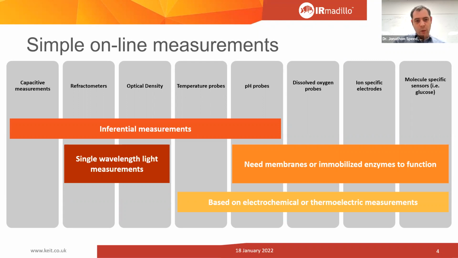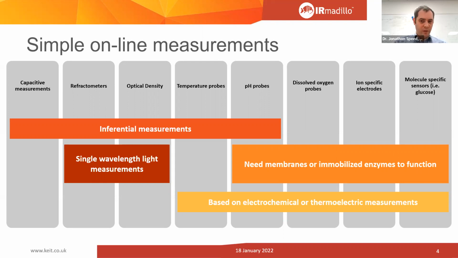In the middle of the left, if that makes sense, we've got our refractometer and optical density. They are light-based measurements, but they're not what I would call full-on spectroscopy. They're single wavelength measurements. Then on the right-hand side, we have processes that need membranes because they only allow certain things to go through. Even a pH probe is actually a membrane. It's just a glass membrane. And then we've got electrochemical measurements as well.